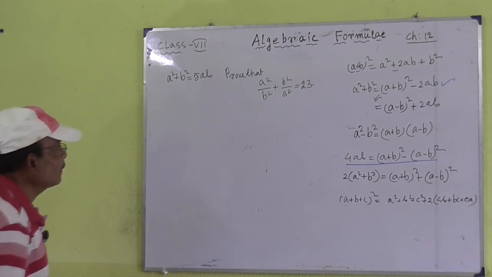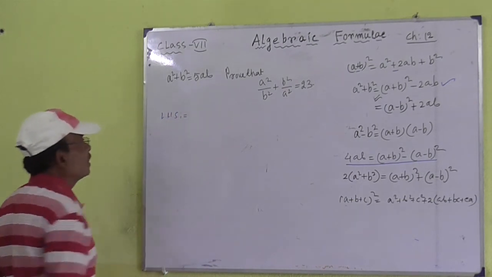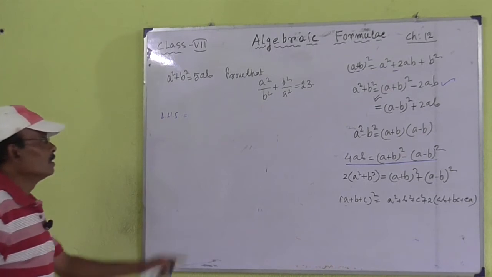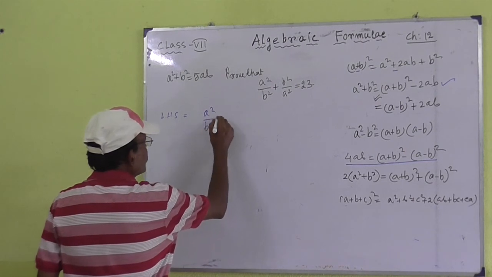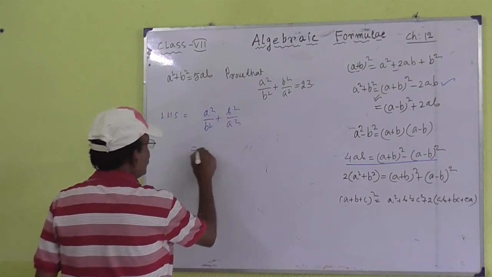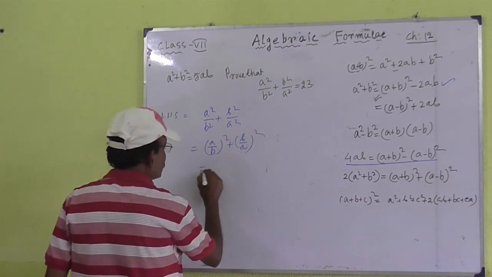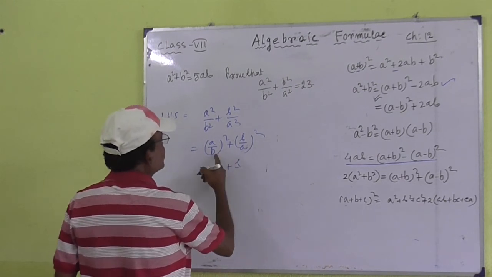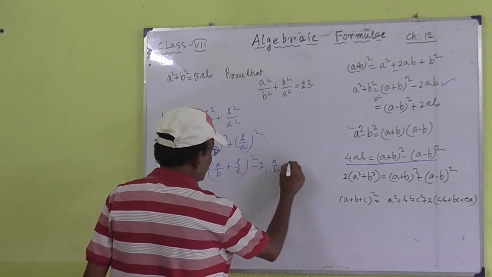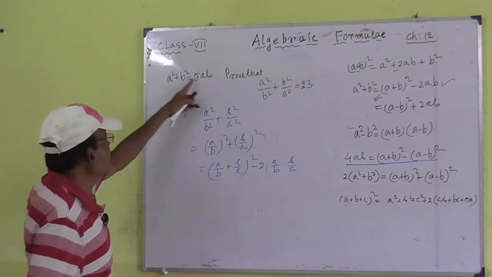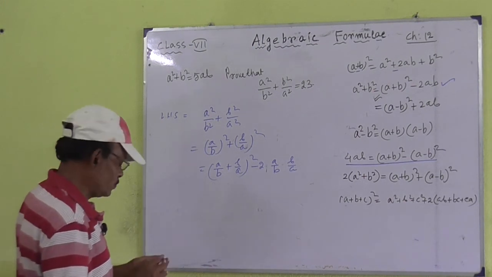Here, LHS, that means the left hand side. We take the left hand side: a square plus b square by a square, it will be (a by b) whole square plus (b by a) whole square, equal to (a by b plus b by a) whole square minus 2 into a by b into b by a. This is a taken and this is b. So, what is the value? We have to arrange this.